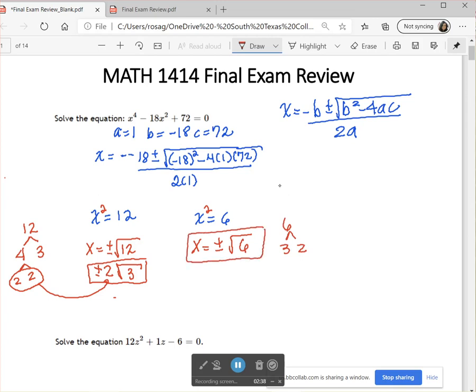Now what you have here is 4 answers. Positive 2 square root of 3, negative 2 square root of 3, positive square root of 6, and negative square root of 6. 4 answers just like your highest power. Questions on that?